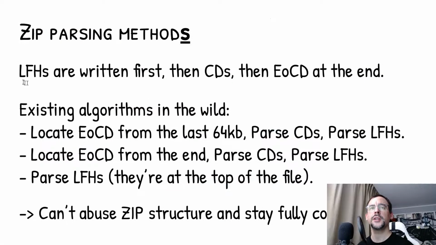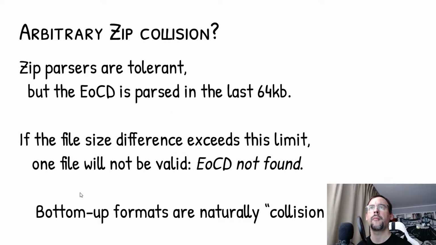So when the zip is created, the local file headers are written first, then the central directories, then the end of central directories, then the unique end of central directory. There are a few existing algorithms in the wild. The correct one is to locate the end of central directory from the last 64 kilobytes, parse the central directories, and so on. But some tools decided to just parse the local file headers and ignore the rest. So we can't abuse the zip structure and stay fully compatible. If we play a trick on a specific zip implementation, it will not work on everything.